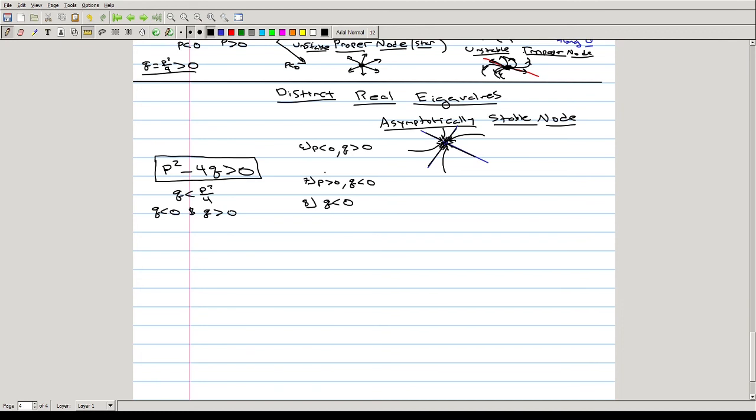If P is greater than 0 and Q is still less than 0, then we have this exact same picture. However, the only thing changing is that the solution direction will be moving away from the node. We call this an unstable node.